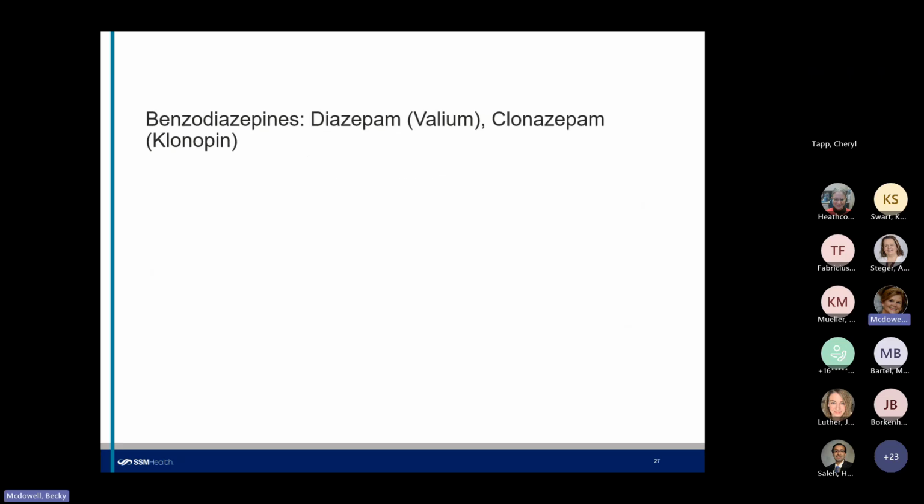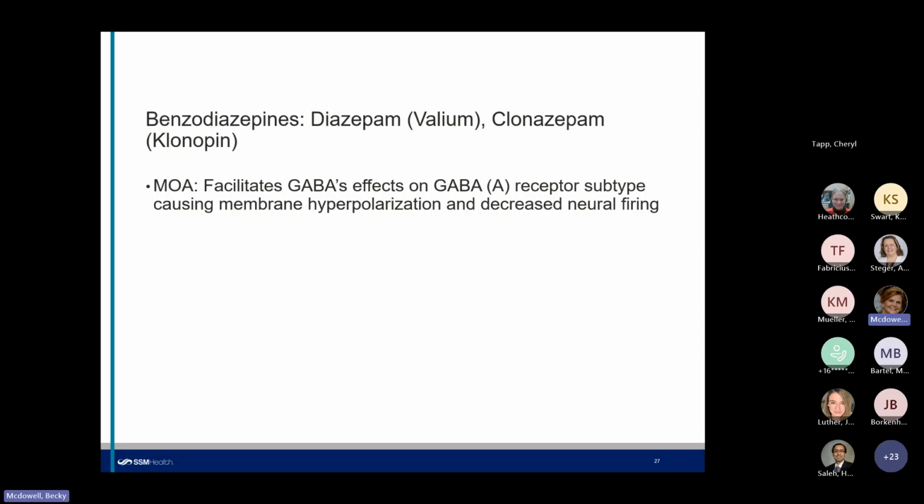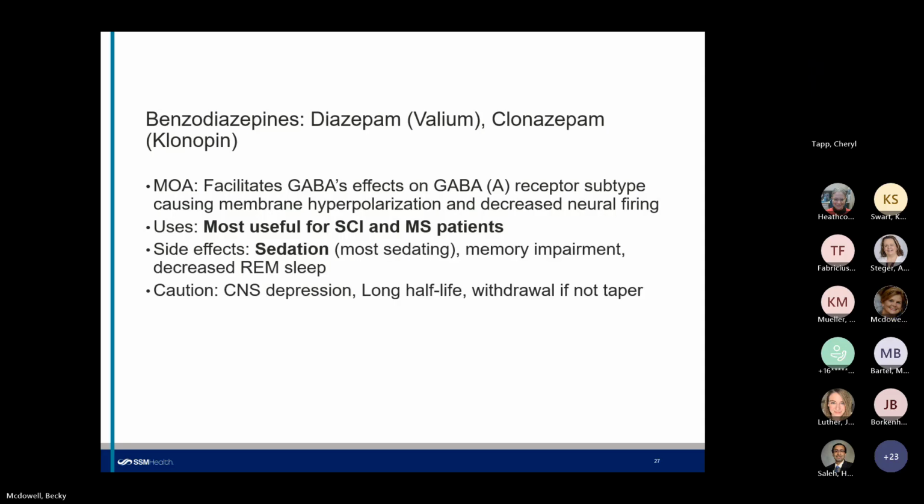Benzodiazepines. Diazepam and clonazepam are the ones we most commonly use. Mechanism of action: they facilitate GABA's effects on the GABA A receptor subtype, causing membrane hyperpolarization and decreased neural firing. Most useful in spinal cord injury and MS patients because, again, they are sedating. They can cause CNS depression, they have a long half-life, and again, they can cause withdrawal.